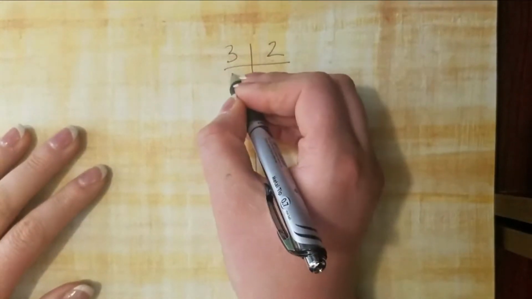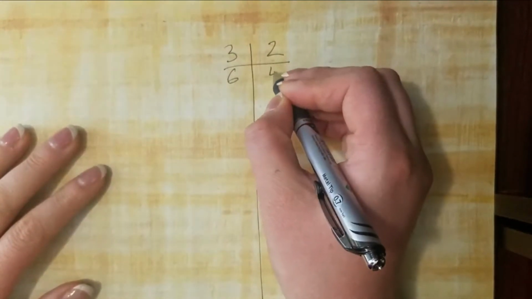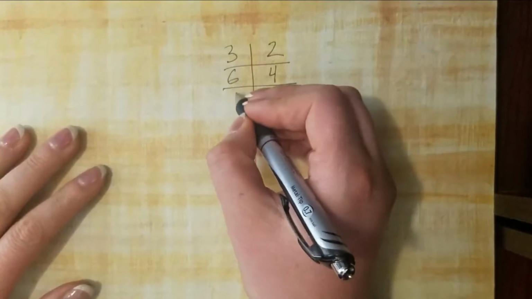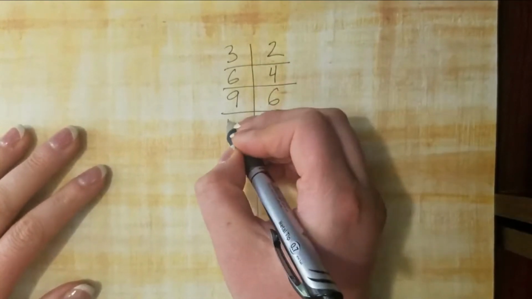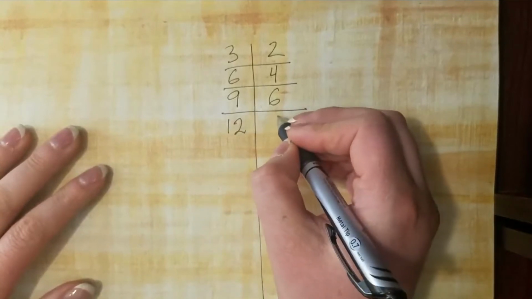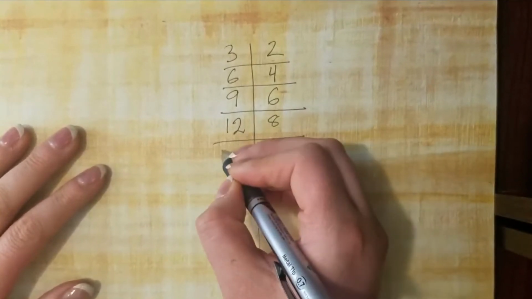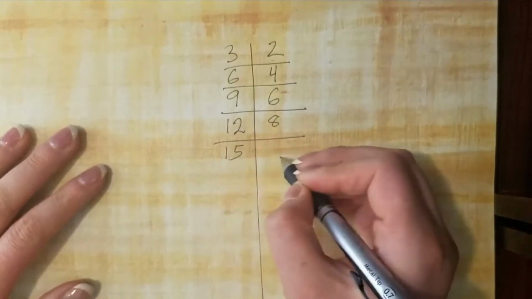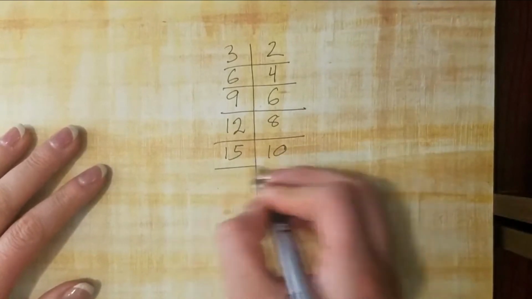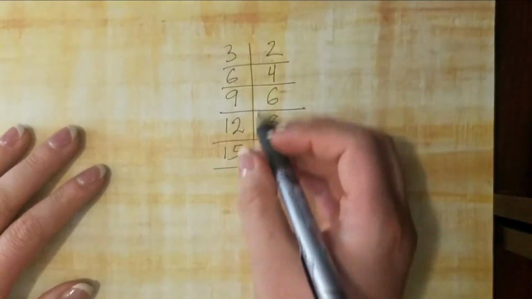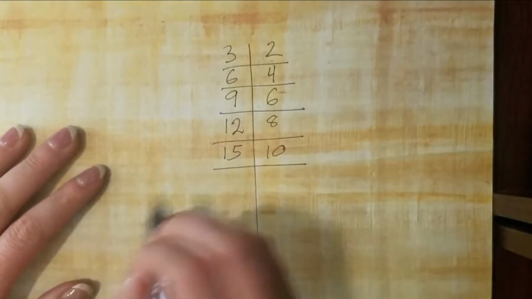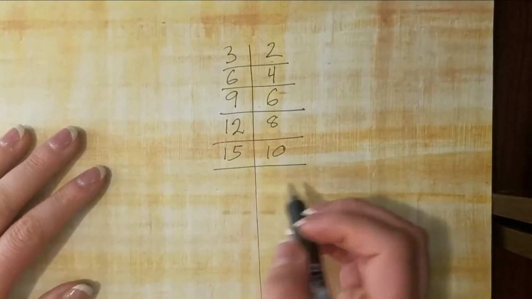And then they would do 6, and 2/3 of 6 is 4. 9, 2/3 of that is 6. 12, 2/3 of that is 8. And then they'd have 15, and 2/3 of that is 10. I bet you're seeing a pattern now. These go up by 3, these go up by 2. These are the multiples of 3, and these are what they get when multiplying by 2/3.